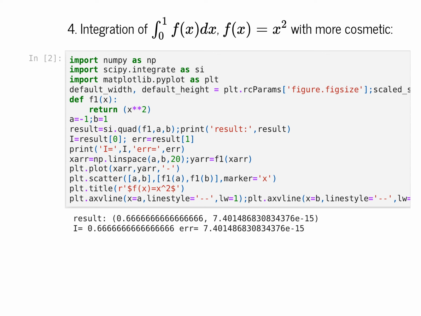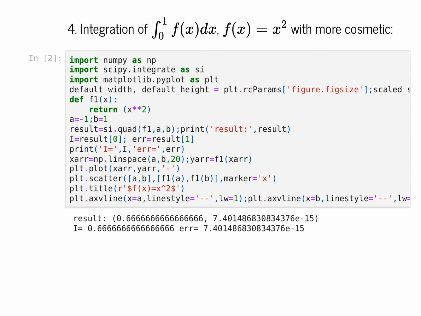We define our function f1 that returns x squared. The integration limits a and b are set to -1 and 1 respectively. We then use the quad function from scipy.integrate to compute the integral of f1 from a to b. The result, which is a tuple containing the integral value and its estimated error, is printed.